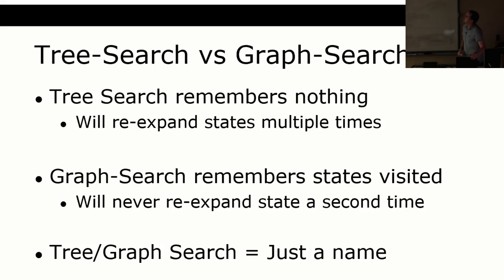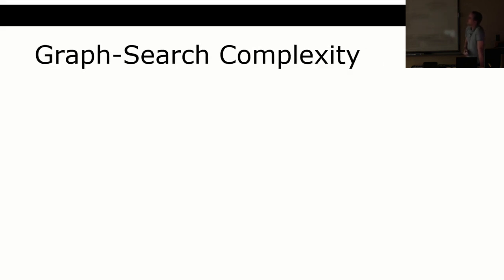So tree search remembers nothing. It will re-expand states multiple times. That is bad. Graph search remembers the states that you visited and will never re-expand a node that has the same state as one we've expanded before. And so again, just to drive it home, tree and graph search, just a name. One has a closed list, one doesn't. That's the important part.